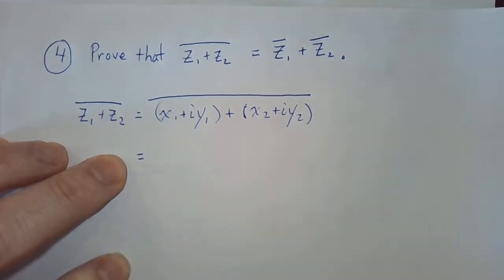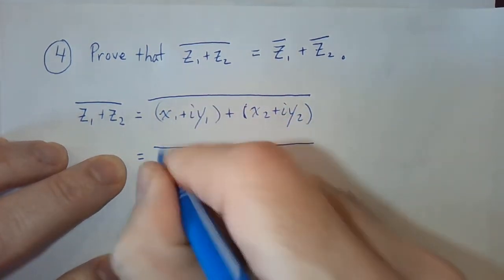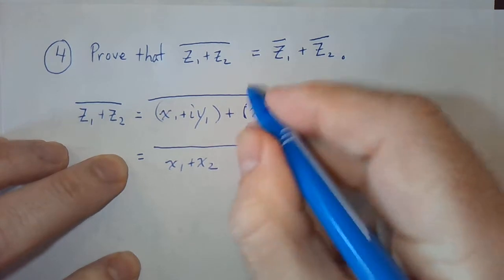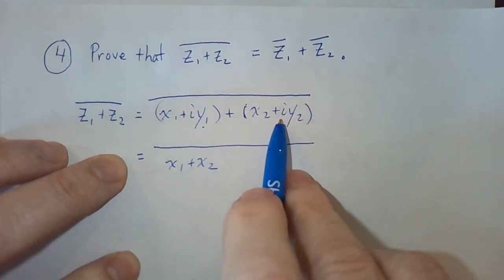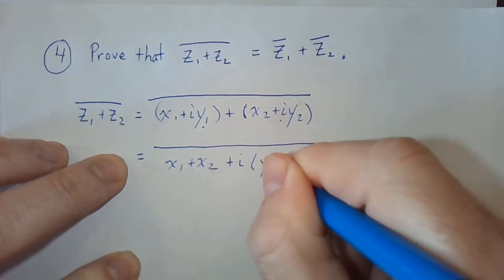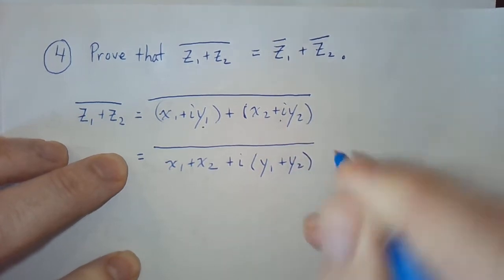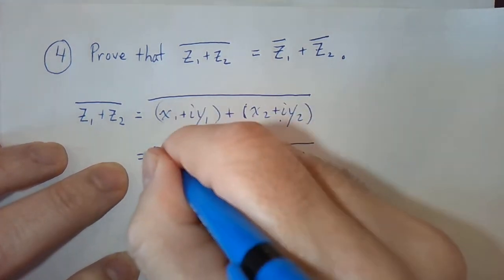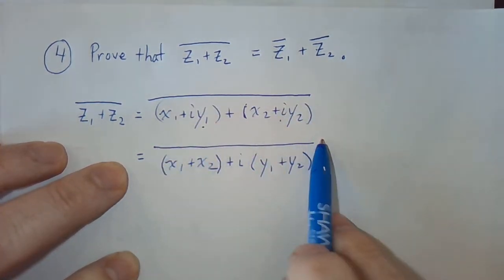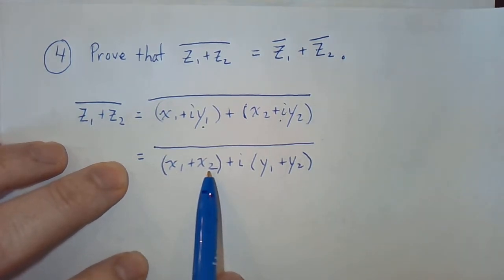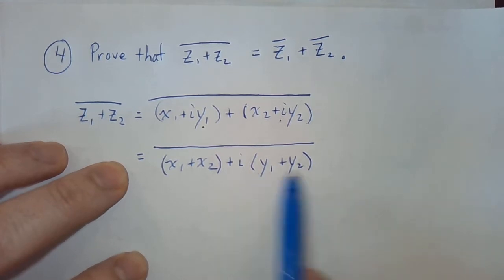Let's write x1 plus x2 plus iy1 plus iy2, under the complex conjugate bar. Well, I'm going to factor out the i and just do it this way. Skip a baby step there. Okay, so these are equivalent, and notice that this, under this complex conjugate bar, is a complex number. This is the real part, x1 plus x2 is real, plus i times another real part, y1 plus y2.